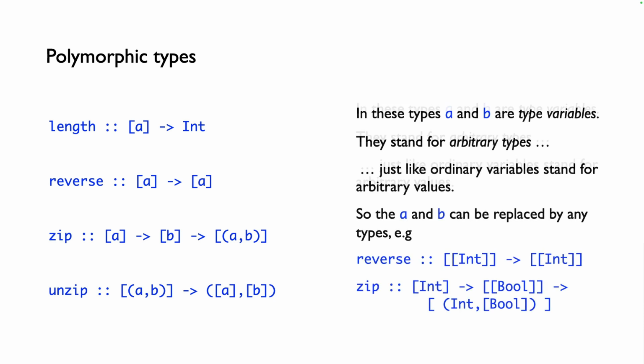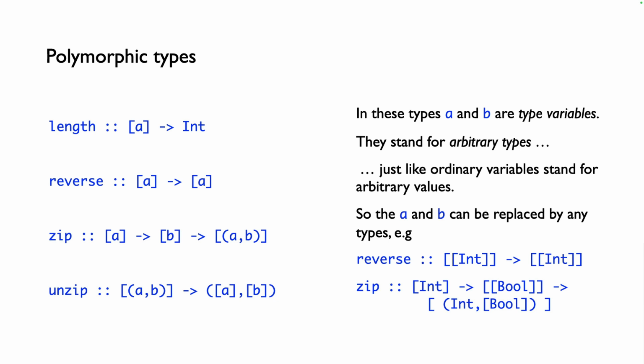So for example, one example of a type of reverse is that it takes a list of integers to a list of integers. And one type of zip is that it takes a list of integers and a list of lists of bool and gives us back a list of pairs where the first element is an integer and the second is a list of bool. So these types describe to us the generic nature of the functions.